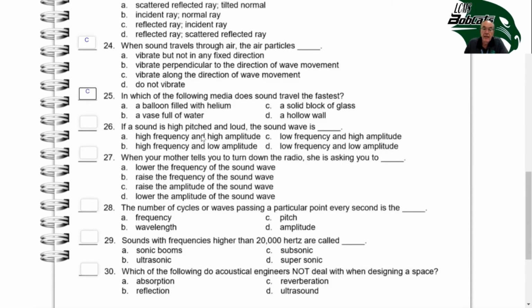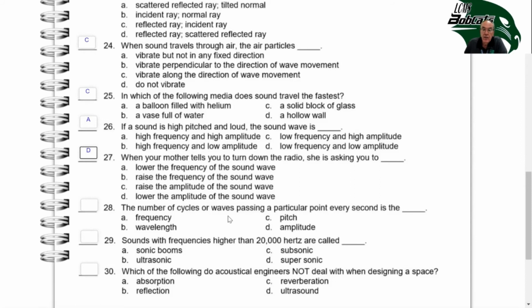If sound is high-pitched and loud, well, high-pitched is high frequency, and if it's loud, it has a high amplitude. So the first one, A, high frequency and high amplitude, is correct. When your mother tells you to turn down the radio, the frequency would be the pitch, so we know that A and B aren't right. Raise the amplitude would be putting more sound energy, so that's not right because she said to turn it down. Lower the amplitude would be lowering the energy in the sound wave.